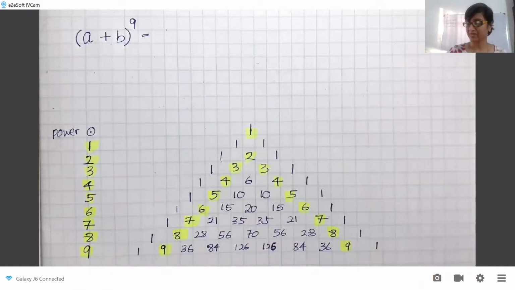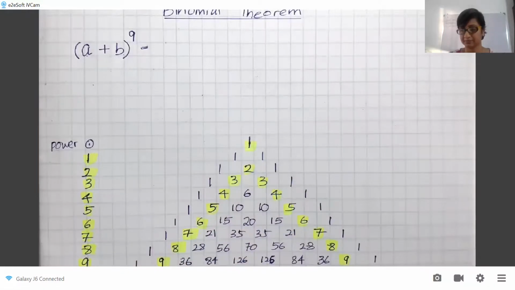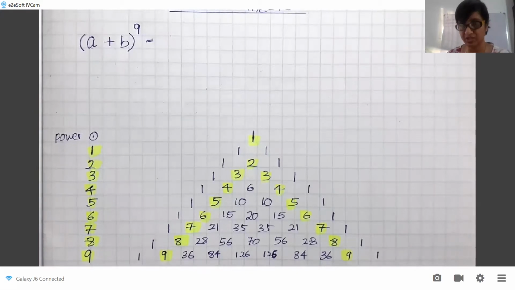Okay, so how do we write this? Can you try writing this? How do we do it? If both of you can talk, that would be really nice. Then I can see whether you got this. So these numbers, 1, 9, 36, these numbers are the coefficients of the 10 terms. There are 10 numbers here.